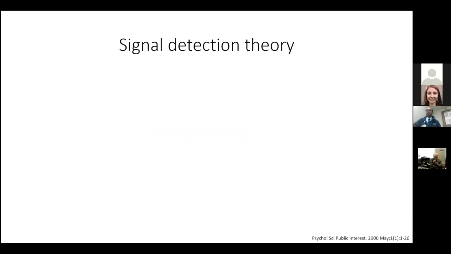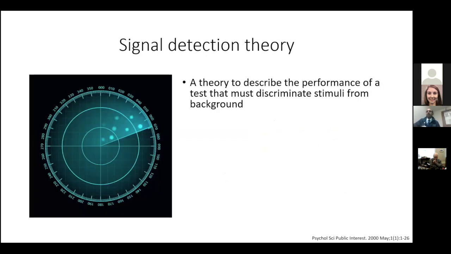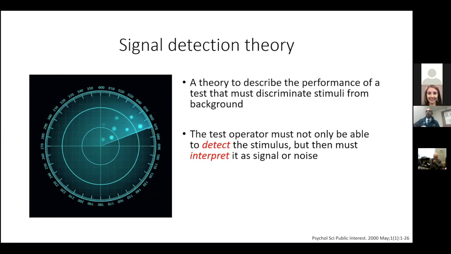So the concept of signal and noise comes from signal detection theory, which is really a theory that arose to describe the performance of radar operators and how well they could discriminate between ships and other objects in the ocean. And what this theory describes is that the test operator must be able to not only detect the stimulus on their radar, but then they must be able to interpret the stimulus as either signal or noise.